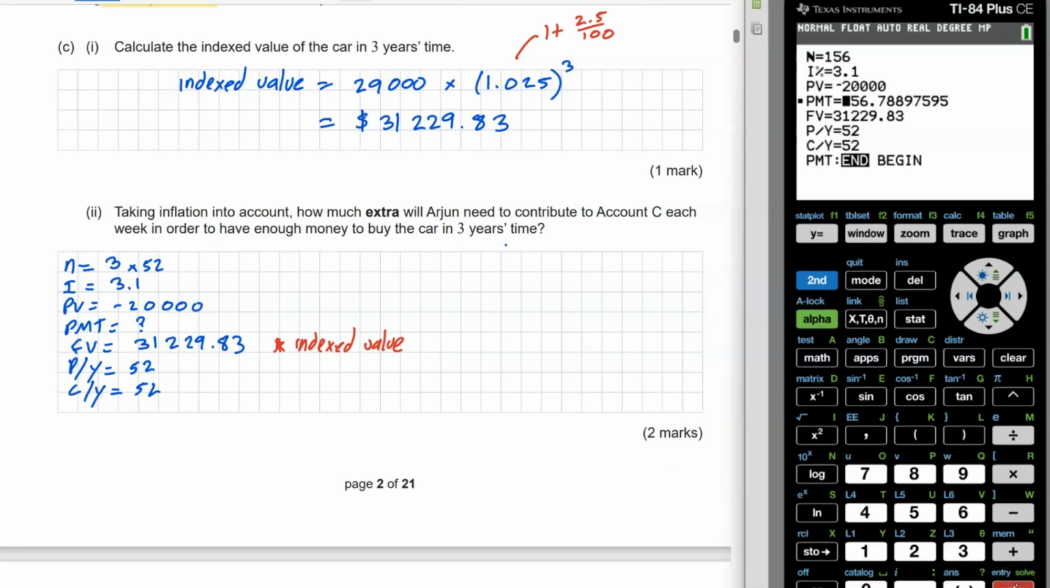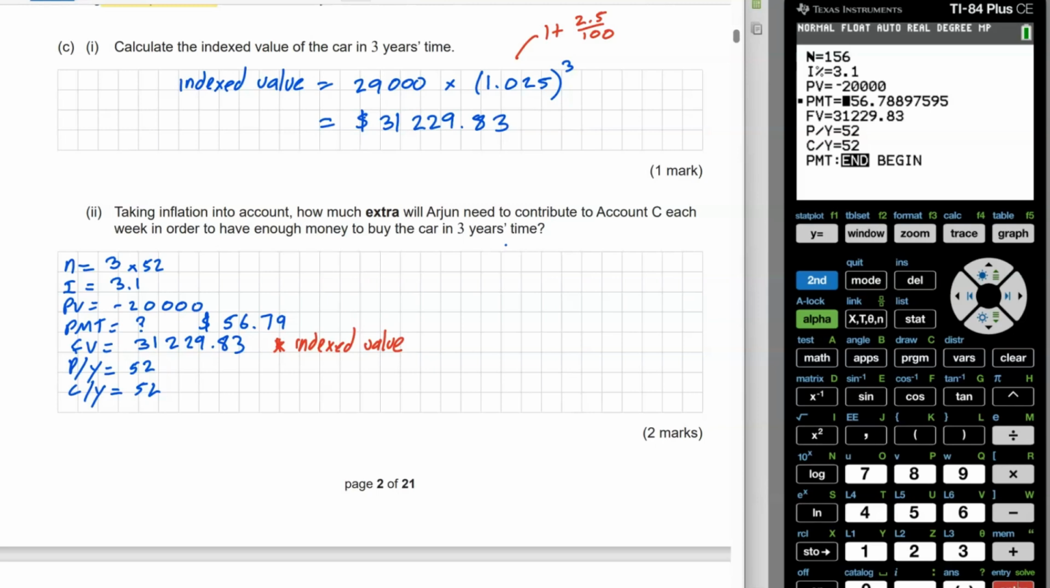And it looks like he's going to have to pay $56.79 per month in order to reach that indexed value.